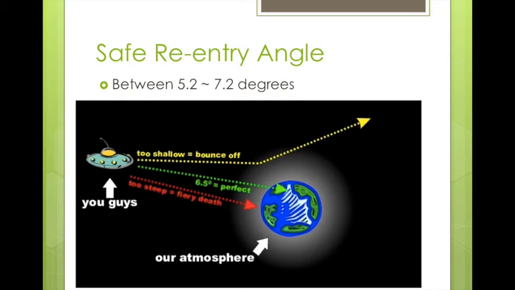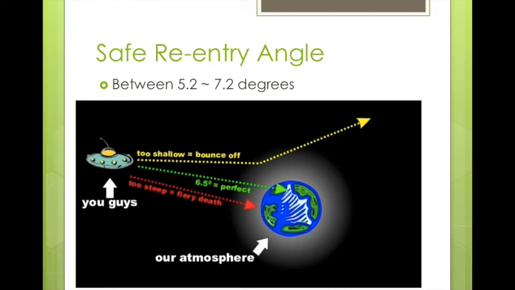However, the angle at which the spacecraft enters the atmosphere should be between 6.2 to 7.2 degrees, because if it is too shallow, the spaceship might skip off the atmosphere because the deceleration provided by the atmosphere is not enough to decay the orbit, so it will just continue in its orbit around Earth.